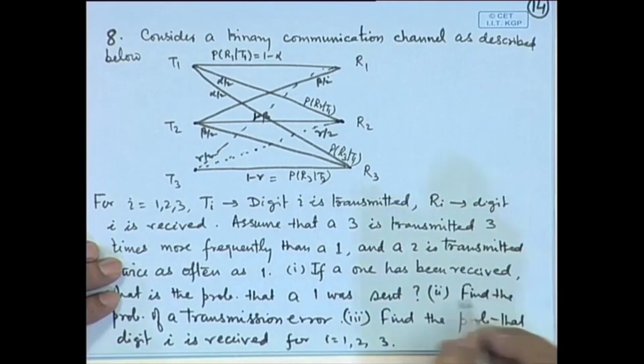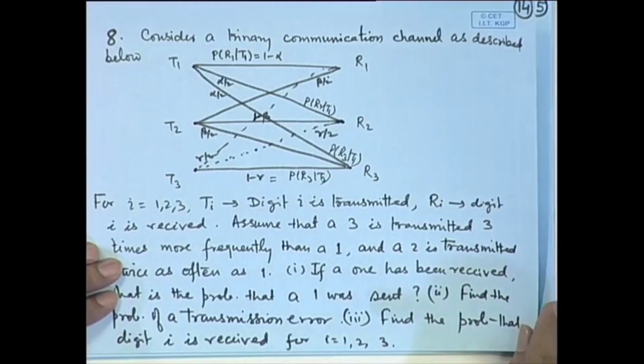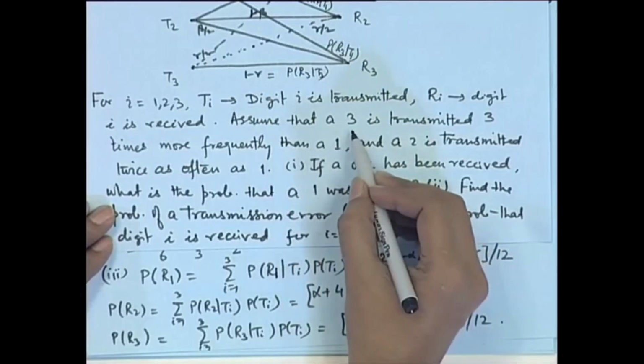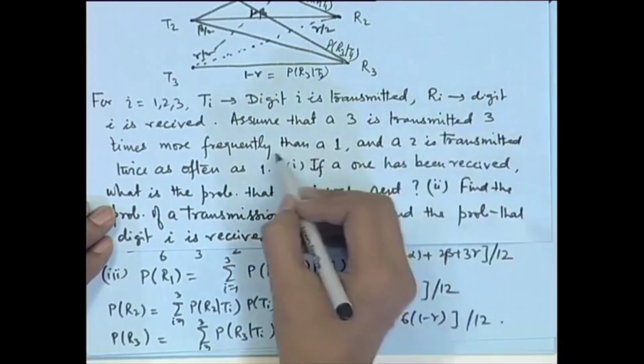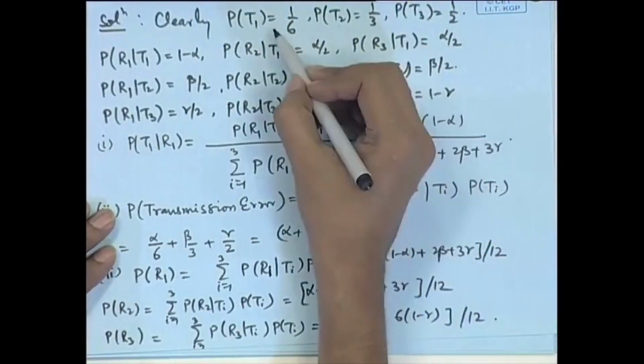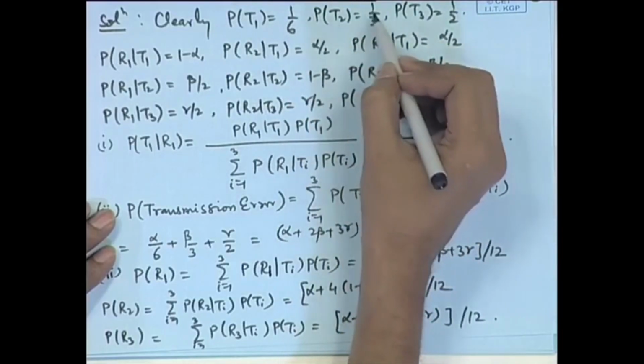If a 1 has been received, what is the probability that 1 was sent? What is the probability that a transmission error has occurred? What is the probability that a digit i is received, for i equal to 1, 2, 3? So, let us look at the probabilities of each of these. Firstly, we look at the conditions of the problem. 3 is transmitted 3 times more frequently than 1, and 2 is transmitted 2 times as frequently as 1. Therefore, the probabilities of 1 being transmitted, 2 being transmitted and 3 being transmitted are as follows: 1 by 6, 1 by 3 and 1 by 2.